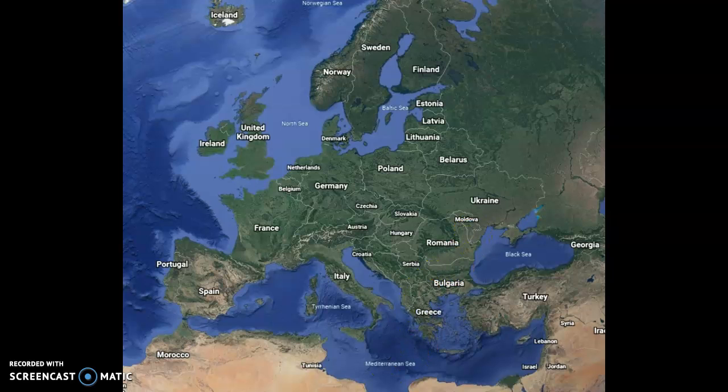Now overall, Europe's population is over 746 million people. Its area in square miles is 3,930,000 miles, which makes it the sixth largest continent in the world.